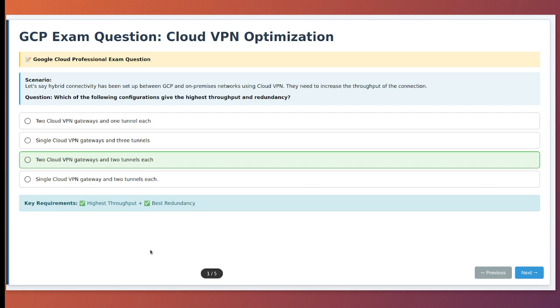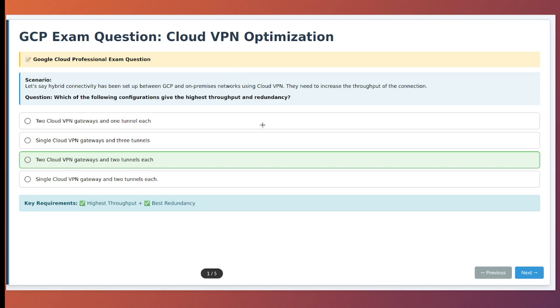Today, we're analyzing a Google Cloud exam question about optimizing Cloud VPN for both throughput and redundancy. This is a critical topic for anyone designing hybrid connectivity solutions. The scenario states that hybrid connectivity is already established between GCP and on-premises using Cloud VPN, but they need to increase throughput. The question asks which configuration provides the highest throughput and redundancy.